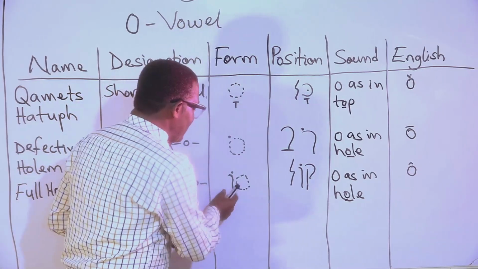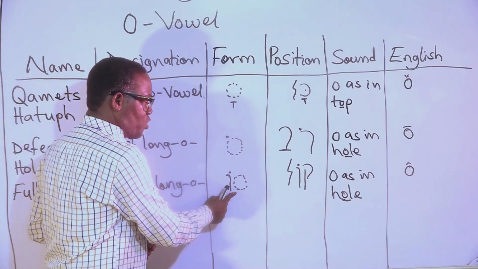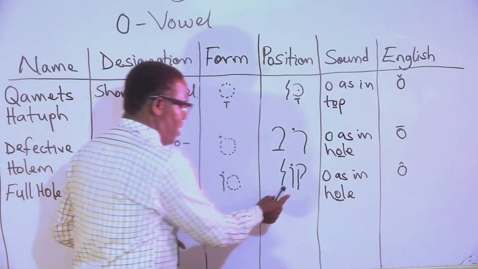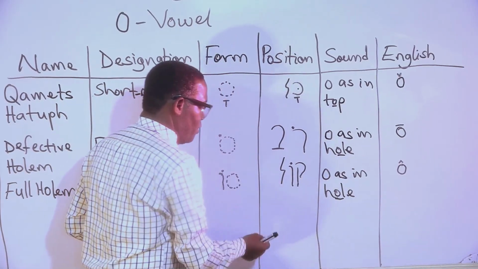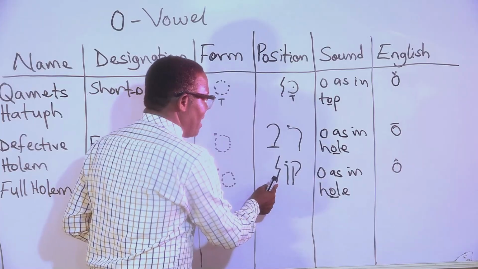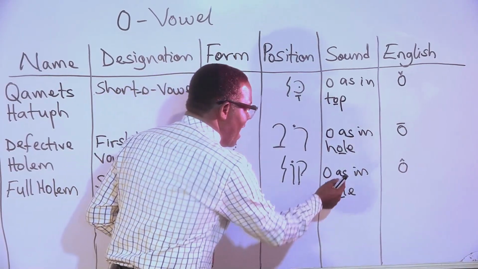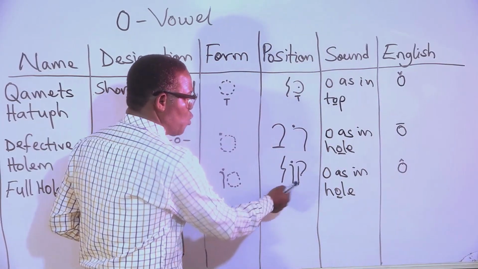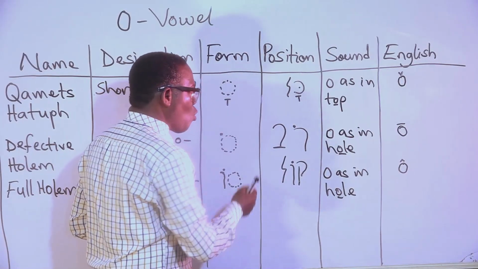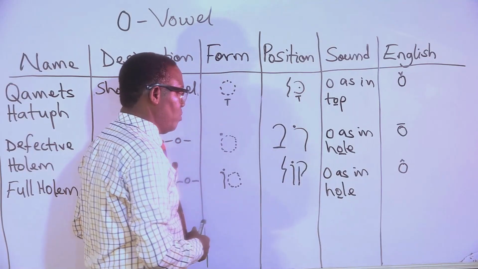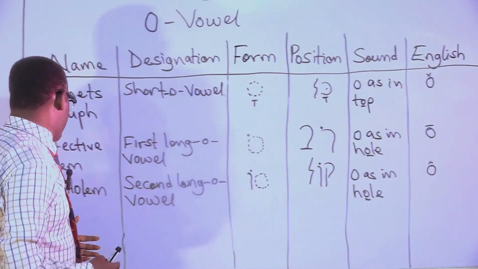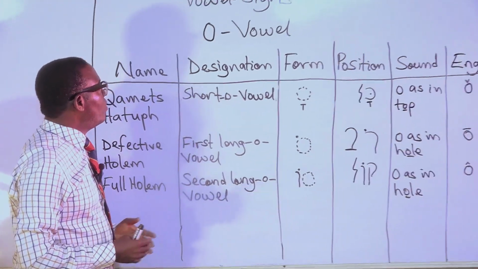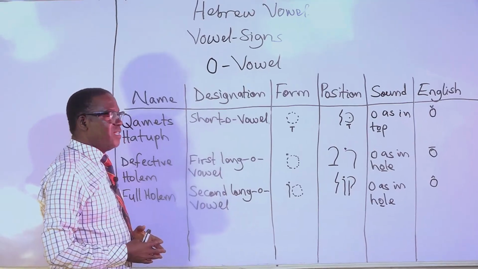This is, and it stands in front of the consonant, not beneath, not above, but in front. So as we have in this one, we have kof, we have full olem, and we have lamed. And it stands as the O in whole. In this word now, we pronounce this as whole. So this is full olem. And these are the three O vowels in Hebrew.